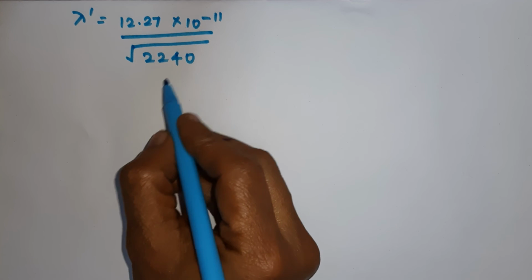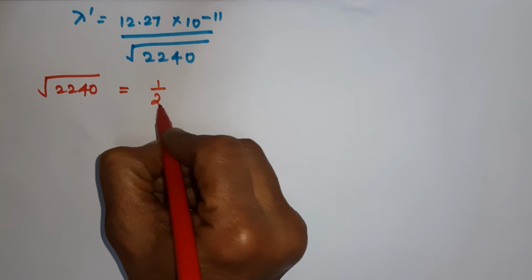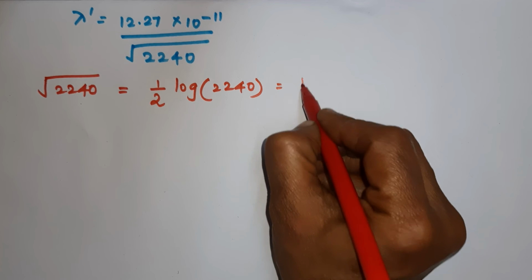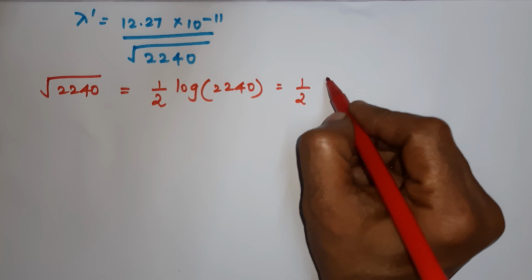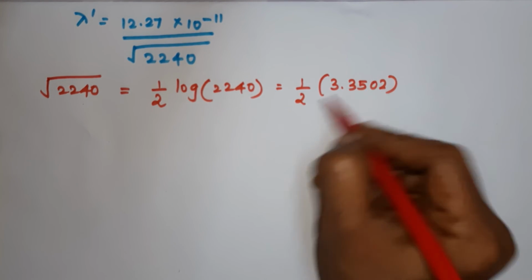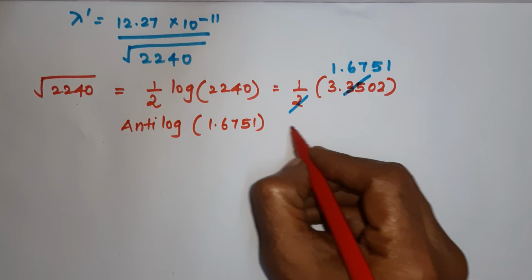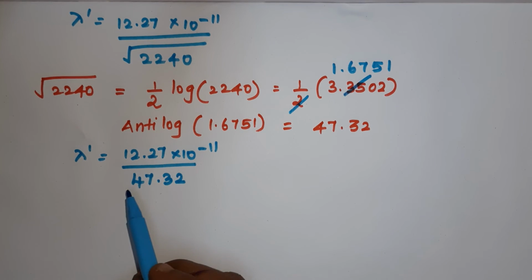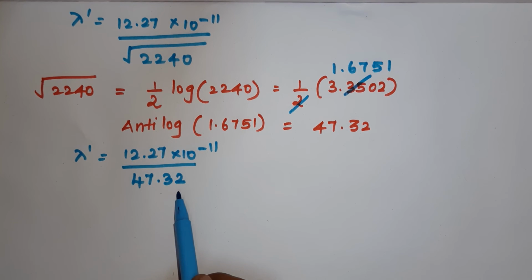Now I need to find the square root of this value. Square root of 2240 can be written as 1 by 2 log of 2240, which is equal to 1 by 2 into, we have to find the log for this. The log value is 3.3502. Now I cancel this. Now the antilog of 1.6751 is equal to 47.32. So lambda dash now becomes 12.27 into 10 power of minus 11 divided by 47.32.